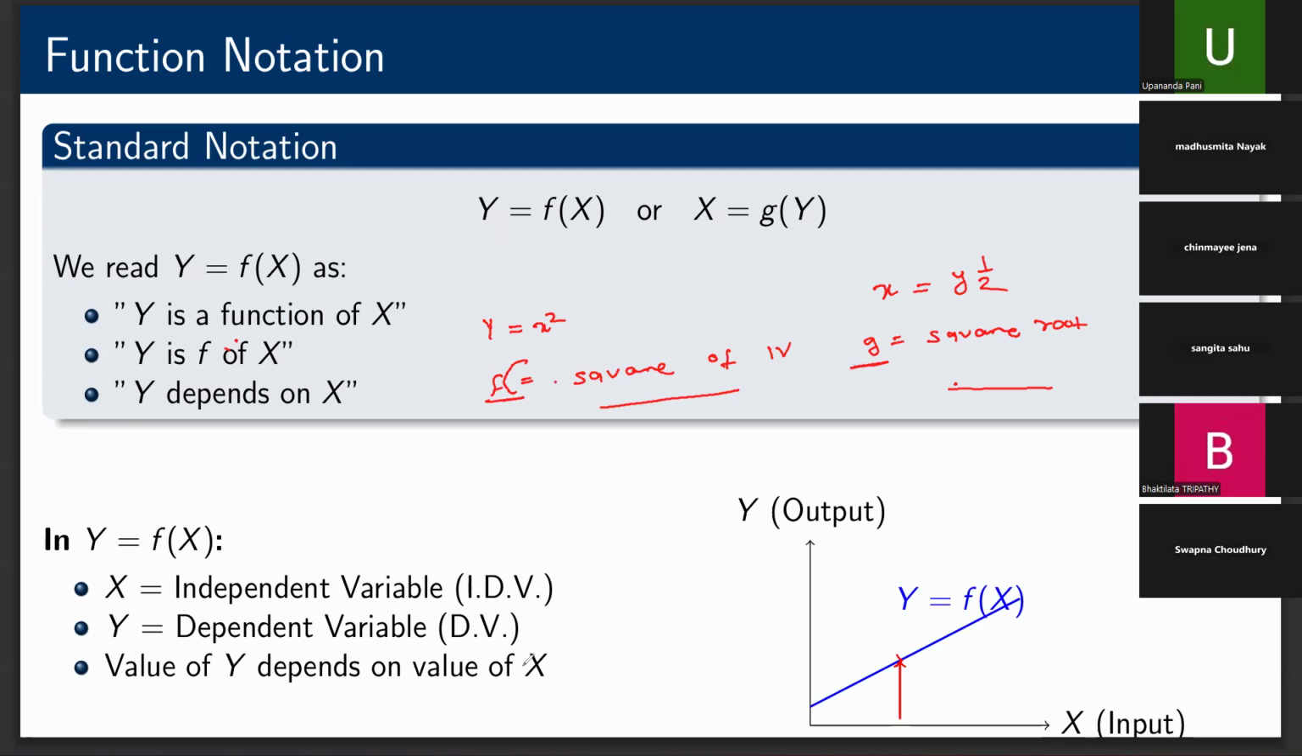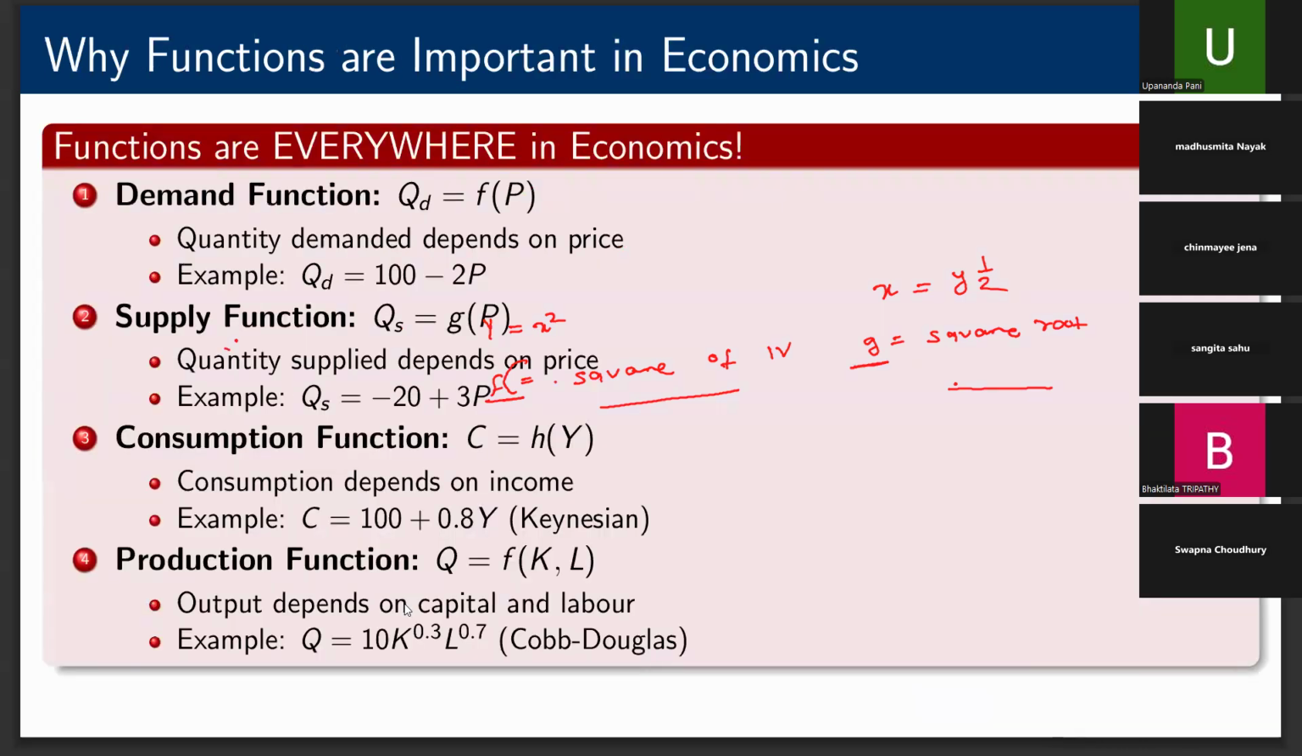Okay, so what is dependent variable, independent variable, it is clear. Then we can go to the next slide. That is function, and we can find many types of functions in economics. Most popular is the demand function, and the others are supply function, consumption function, production function. Take the example of demand function, where QD is the quantity demanded, a function of price.